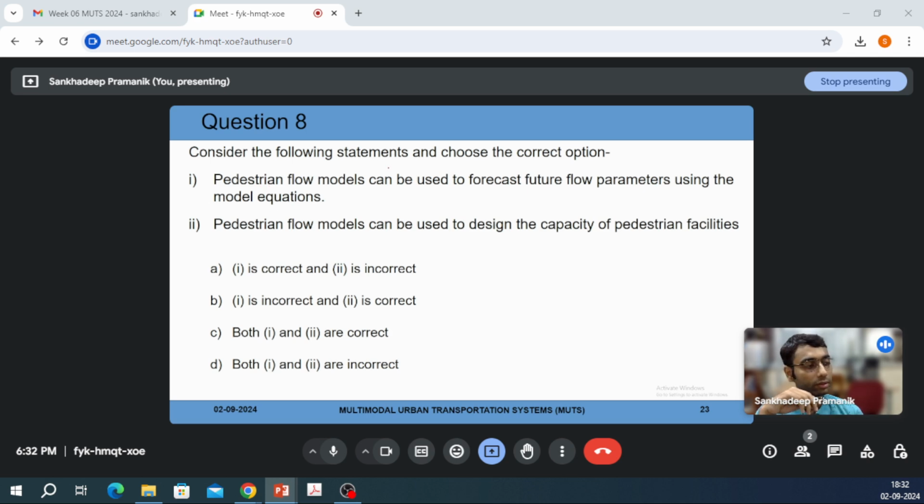Next is, consider the following statements and choose the correct option. Option 1: Pedestrian flow models can be used to forecast future flow parameters using model equations. Option 2: Pedestrian flow models can be used to design the capacity of pedestrian facilities. Which one is the correct one? You need to check.